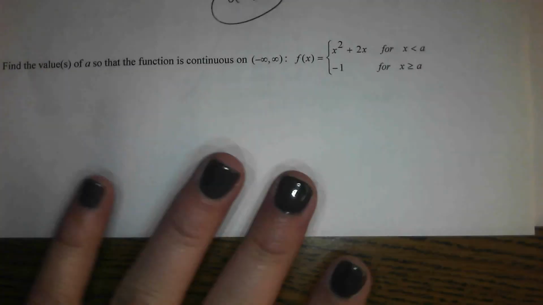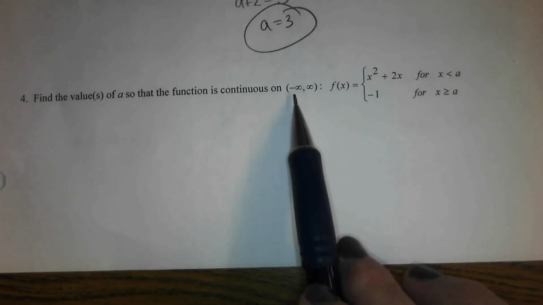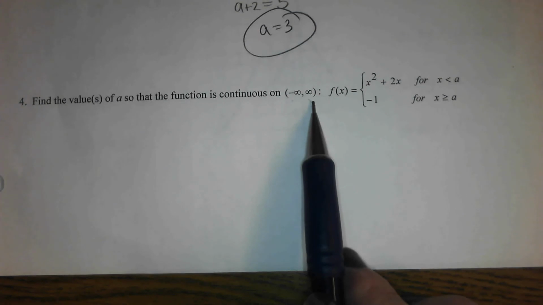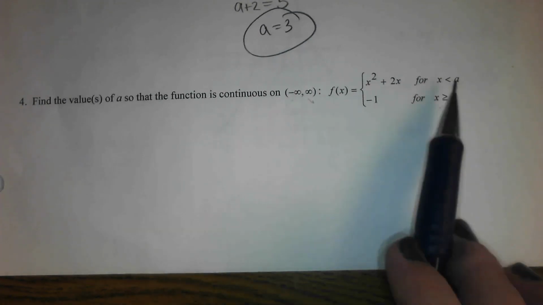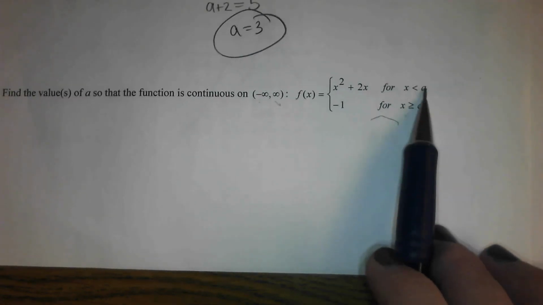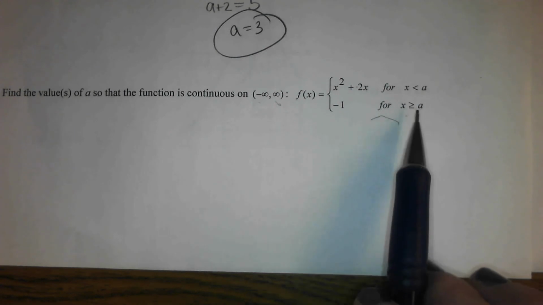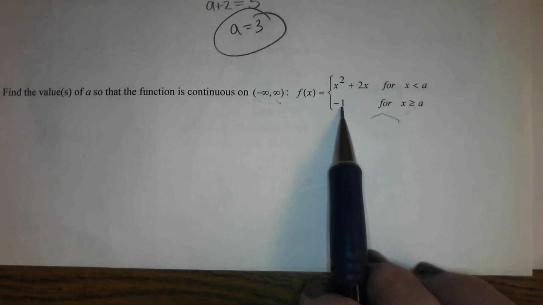And then 4, similarly, is going to ask it from just a different vantage point to make sure we can understand this from all directions. Find the value or values of a so that this function is continuous on the interval from negative infinity to infinity, which essentially means everywhere. So when would this function be continuous everywhere? What would a have to be? So essentially, when I plug in a here to get my y value, and I plug in a here to get my y value, I need those y values to be the same. Yes?